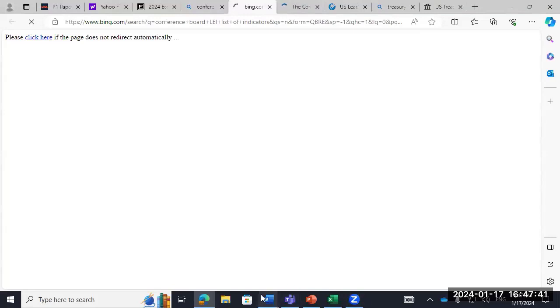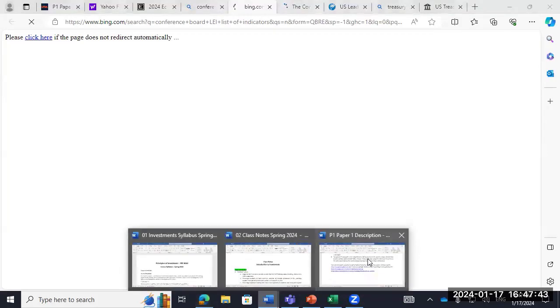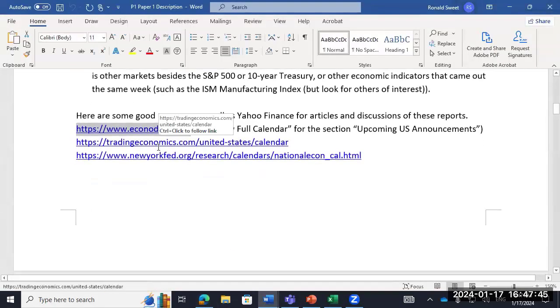So this first paper is focused on the jobs report, but you can bring other things in. I've had some students go back and look at the last consumer price index. Maybe that was 2 weeks ago. So you've got to be careful on this first paper.